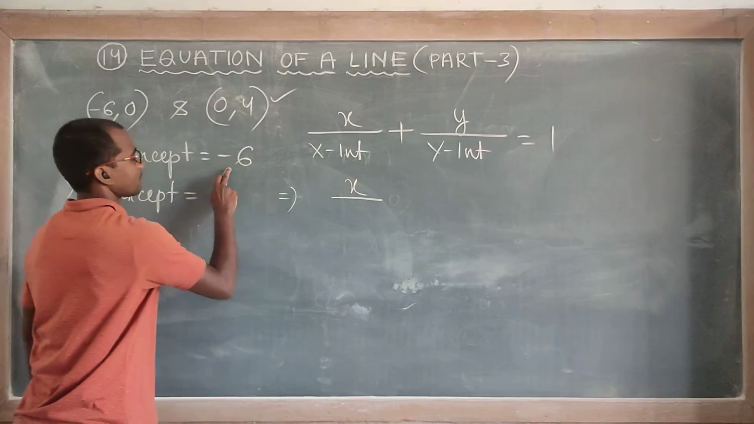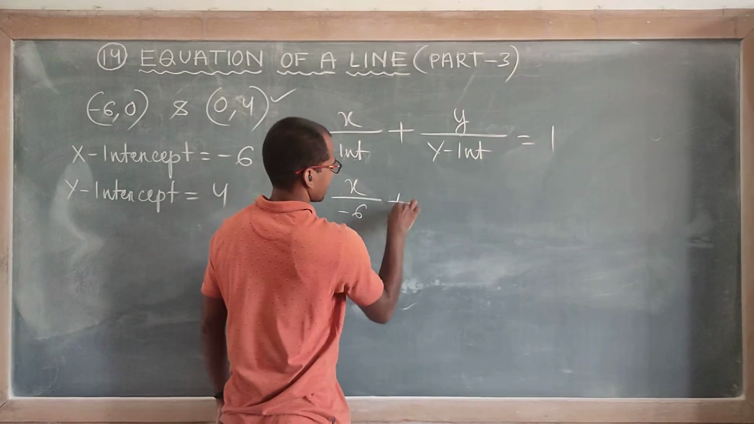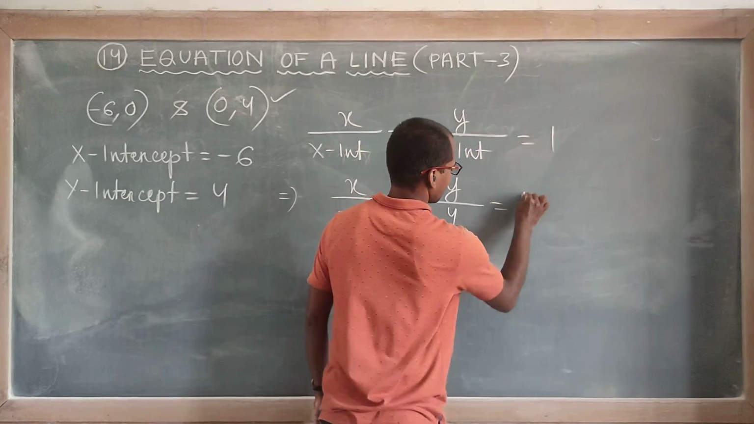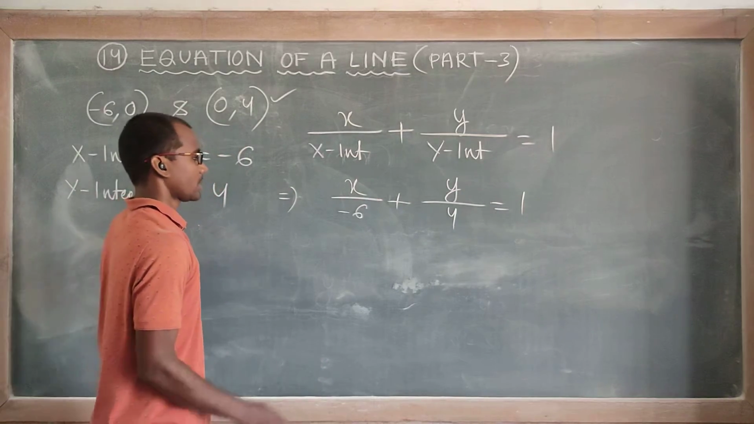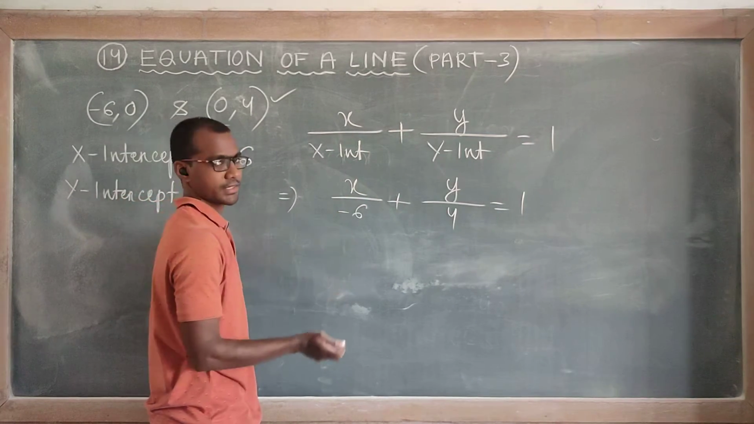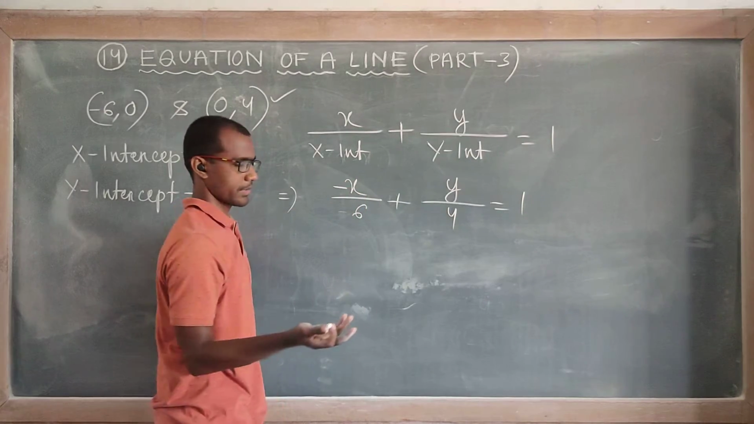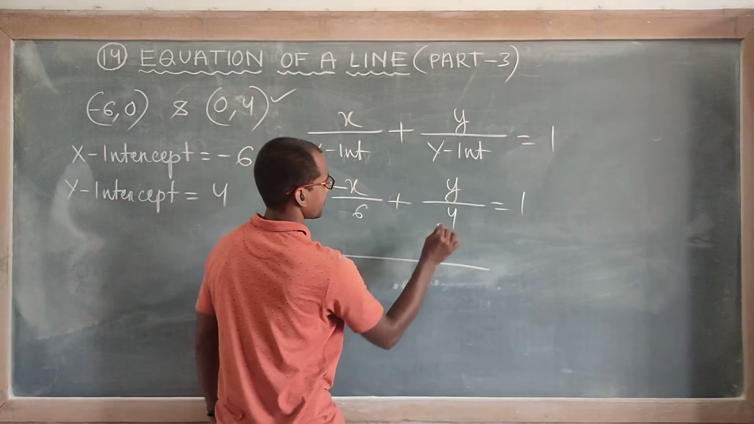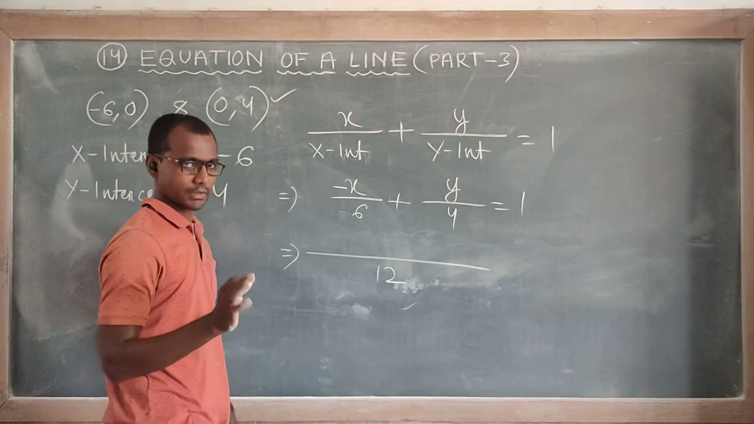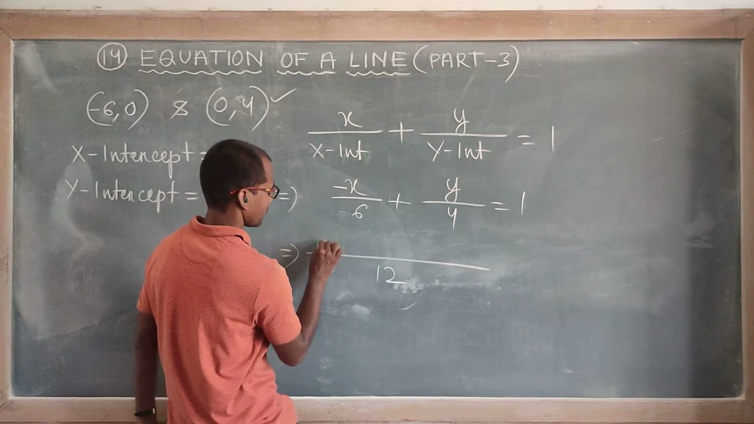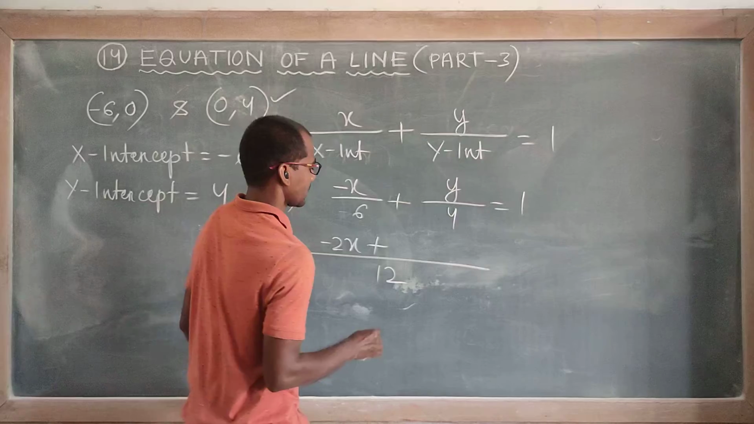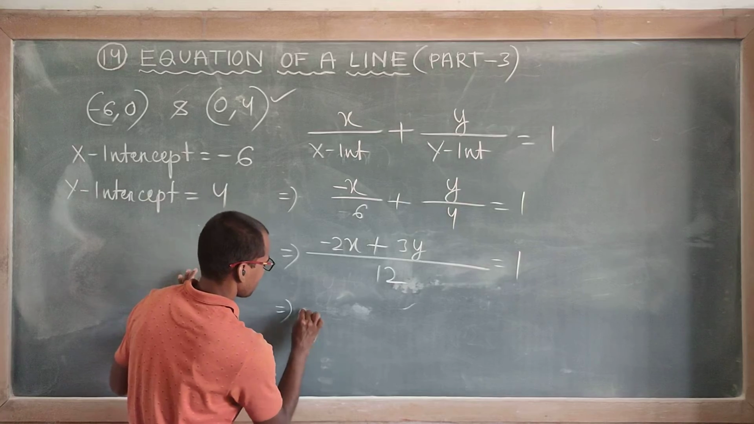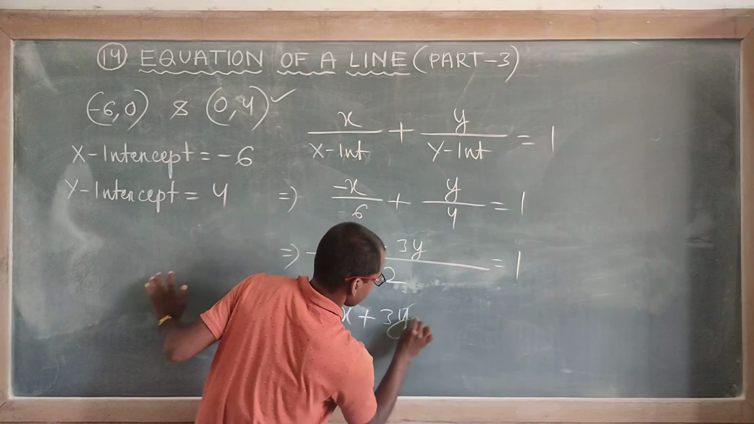So x by what is the x intercept? Minus 6, plus y by what is the y intercept? Plus 4 is equal to 1. Instead of x by minus 6, I can write minus x by 6, same thing. Then the LCM of 6 and 4 is 12. Then this will be minus 2x, this will be 3y, and this is 12 on the other side. This implies that minus 2x plus 3y is equal to 12.